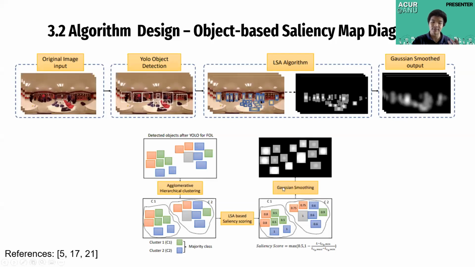This diagram shows a brief overview of the algorithm design. We have an image input, we detect the objects, we cluster the objects and assign meaning to them, and then finally we smooth the output.